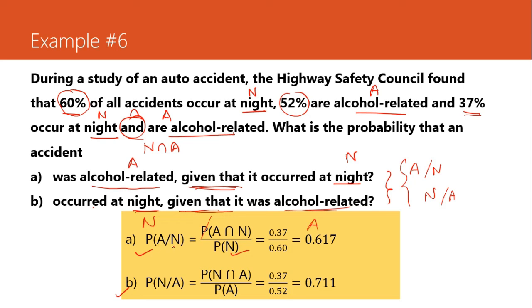Okay, the first thing is A by N. We need to calculate A by N. So probability of A by N is given by this formula. Substitute the values and get the answer. Second is N by A. Formula is this one. Substitute the values and get that answer.